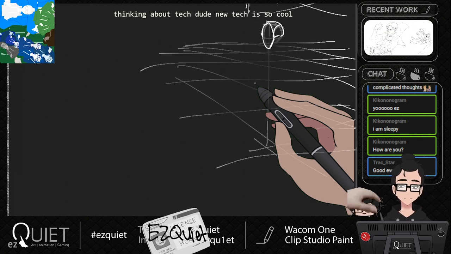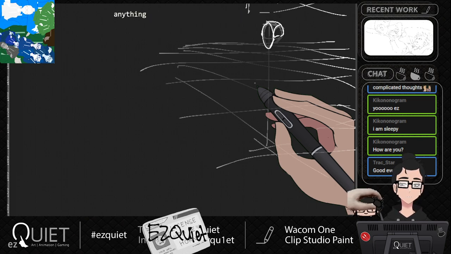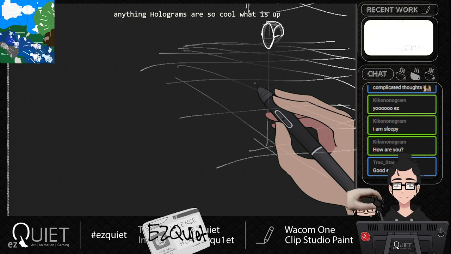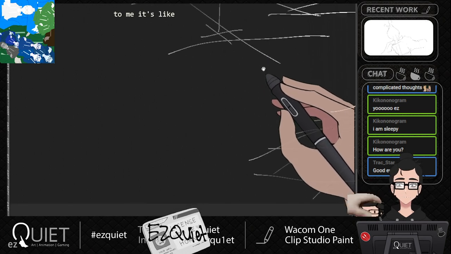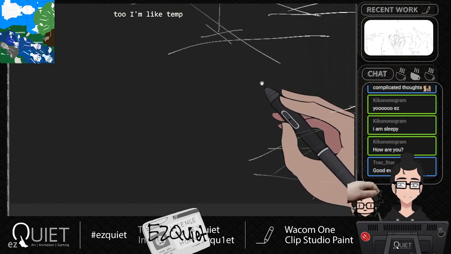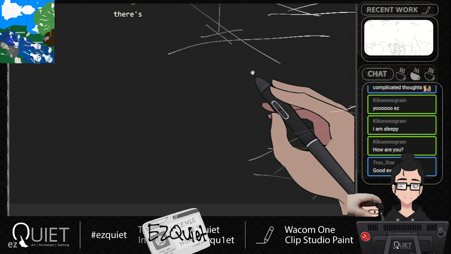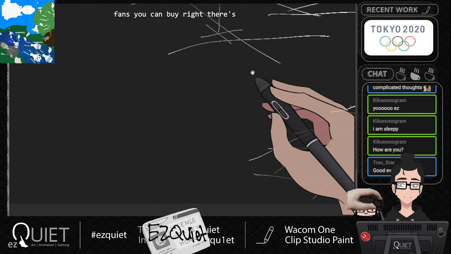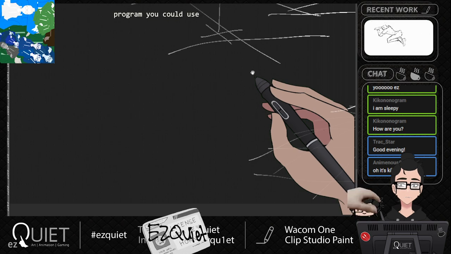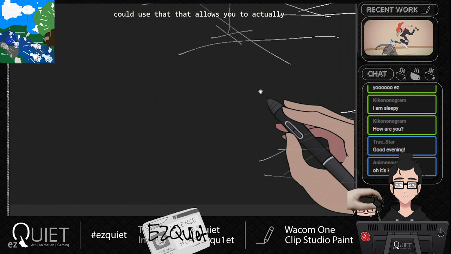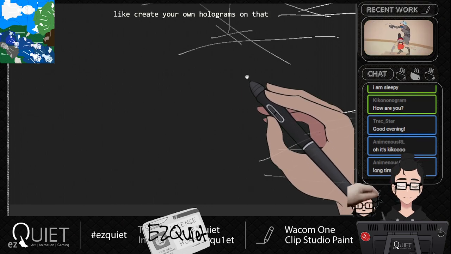Do you guys know that holograms are a thing? Holograms are so cool. What is up, Jack? How you doing? The hologram technology is insane to me. It's so accessible now too. I'm tempted to buy one of these fans. They spin really fast and create a light that projects out of them, and you can have a hologram. You can plug it into your computer, and there's a program that allows you to create your own holograms on that fan.